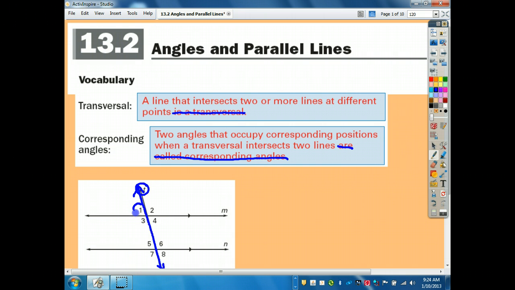What is the corresponding angle to 1? The 5 would slide down and match. The corresponding angle to 3? 7. Corresponding angle to 2? And the corresponding angle to 4? Right. So if we were just to slide them on top of them, those are the ones that match. They are the corresponding ones. Make sense on that vocab part of it?